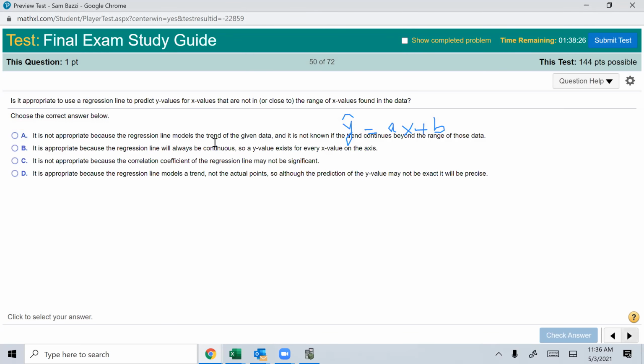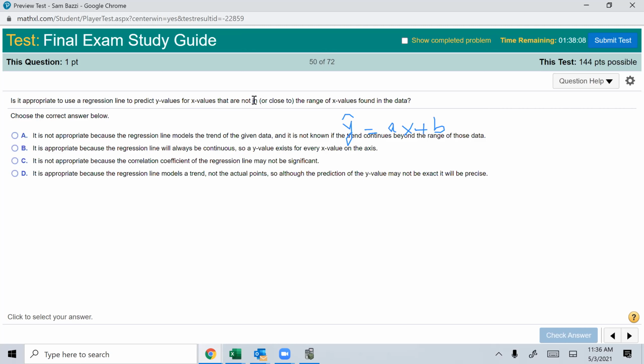That's an easy question. Is it appropriate to use the regression equation line to predict y values for x values that are not in the range of x values given in the data set? We agree that it's not meaningful, guys.